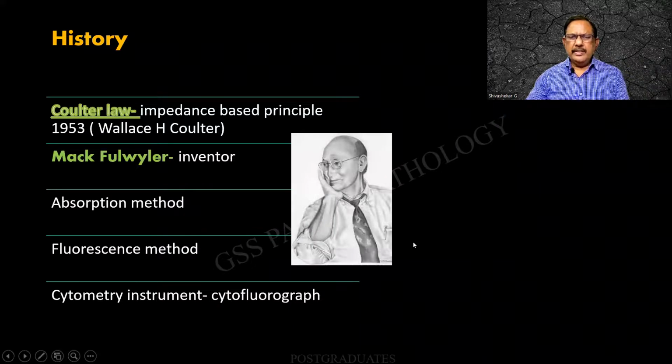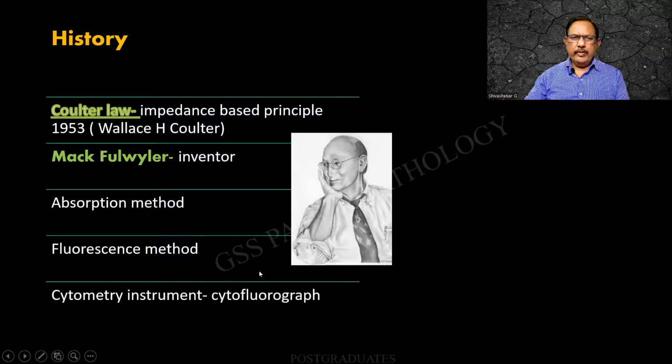Always there is a nice history to any of these things. Coulter's law of impedance is the principle upon which the flow cytometer is based. This was by Wallace Coulter. And all of you will be knowing something about the Coulter cell counter. It was this that is being applied, as we shall be seeing in the next diagram. And Fulwyler was the inventor of this, Mack Fulwyler.